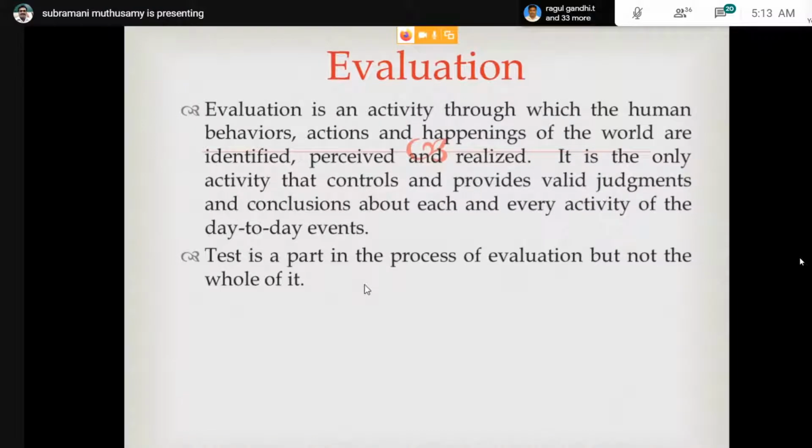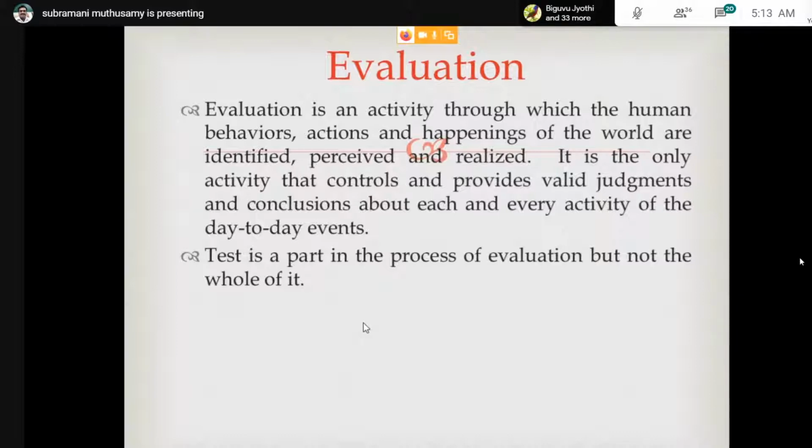So in most of the cases, the teachers just stop with the test. Once they know the ability of the students, they just stop it. It is not quite right practice in teaching and testing. Even though we call it testing, the testing is not fulfilled unless the teacher is able to provide the right feedback to the students based on his achievement.